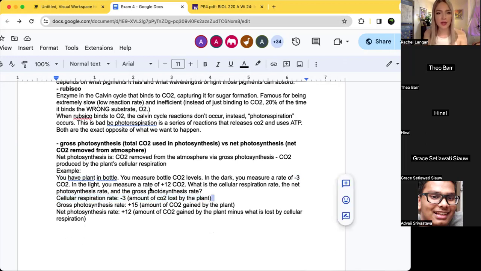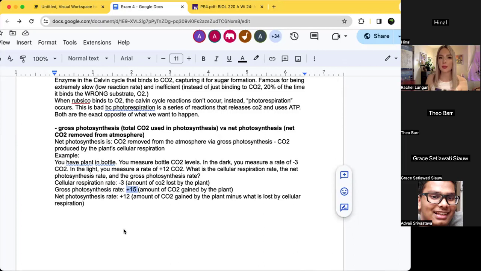In the light, you measure a rate of +12. So that's giving you your net photosynthesis, right? Because in the light, there should be both cellular respiration and photosynthesis happening. So your net photosynthesis rate is +12. Now, if you want to get your gross photosynthesis rate, you have to take into account what amount of CO2 consumed by photosynthesis is being hidden in your net by cellular respiration. So you just add on whatever the cellular respiration rate is and you get your gross amount. So hopefully that makes sense.